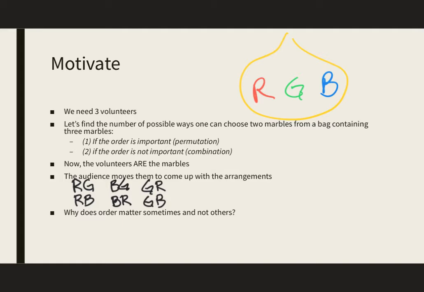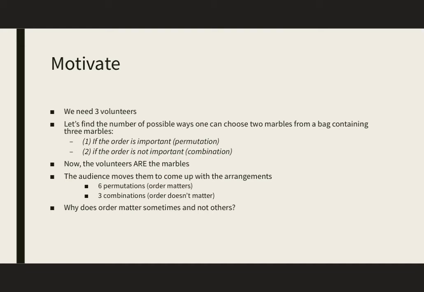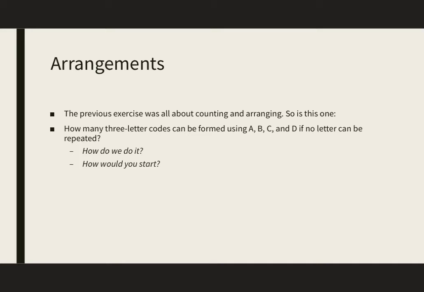Now, all right, let's consider the other situation. The order is not important. If the order is not important, then we'll choose red, green, and then we can't have red, green again, so that's out. And then let's choose blue, green, and then we can't have blue, green again. And then we'll choose blue, red, and then red, blue. So for permutation, it's 6 ways. For combination, it's 3 ways. All right, that was an arrangement.